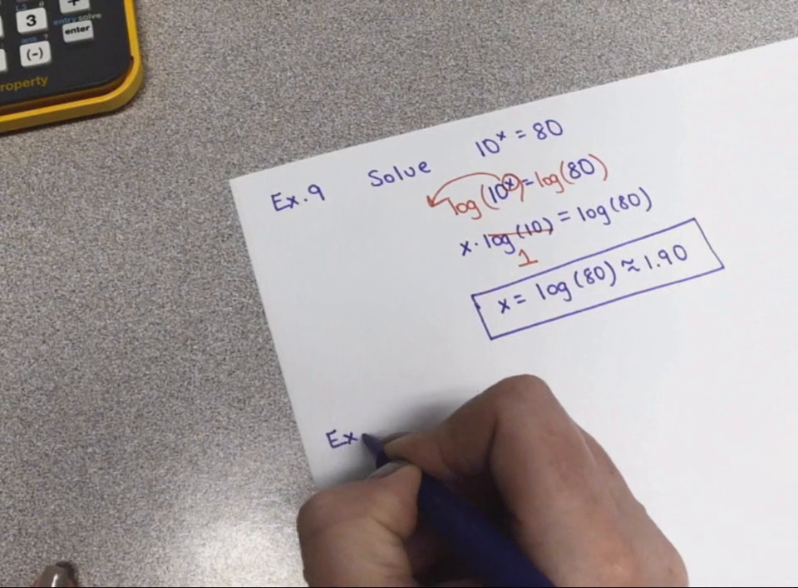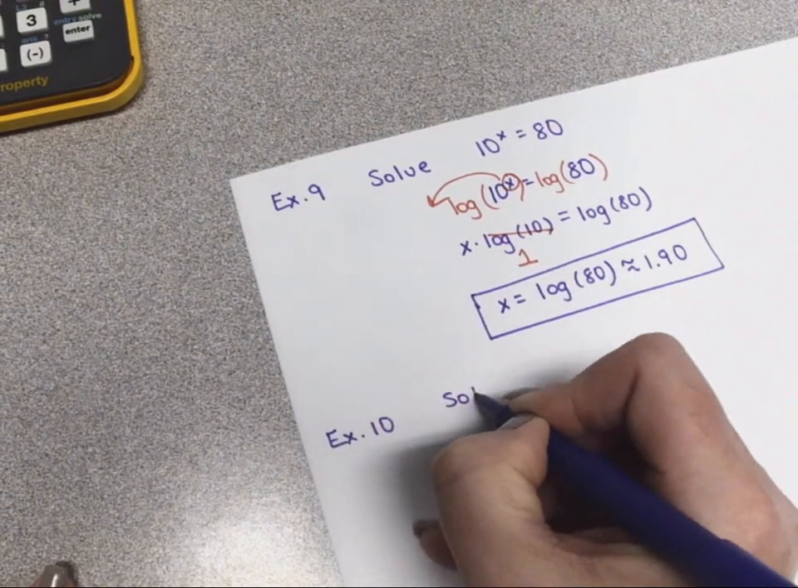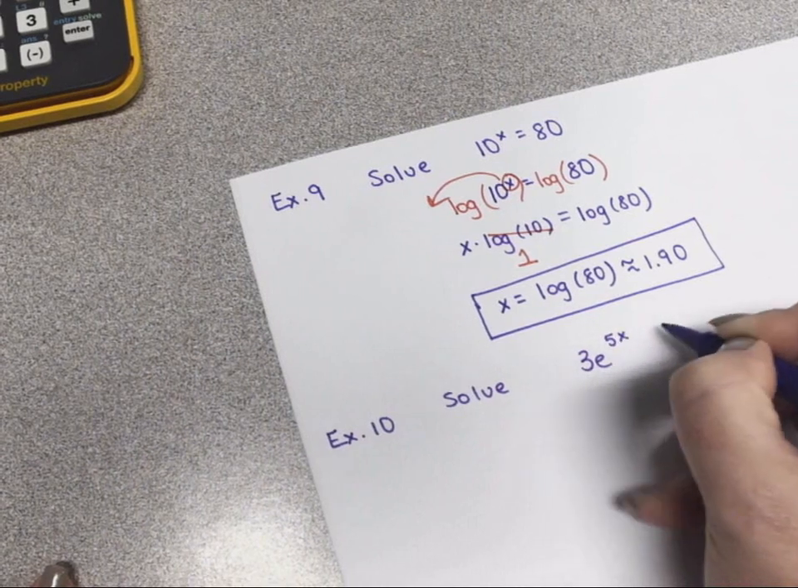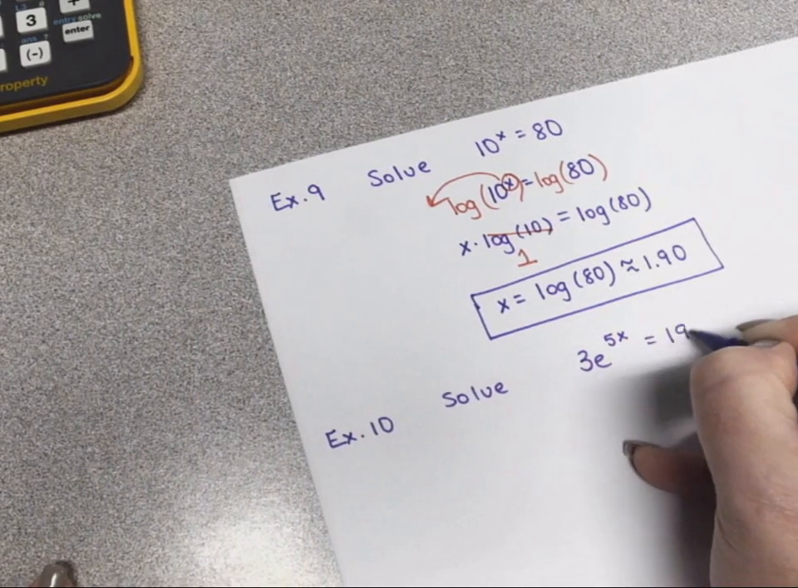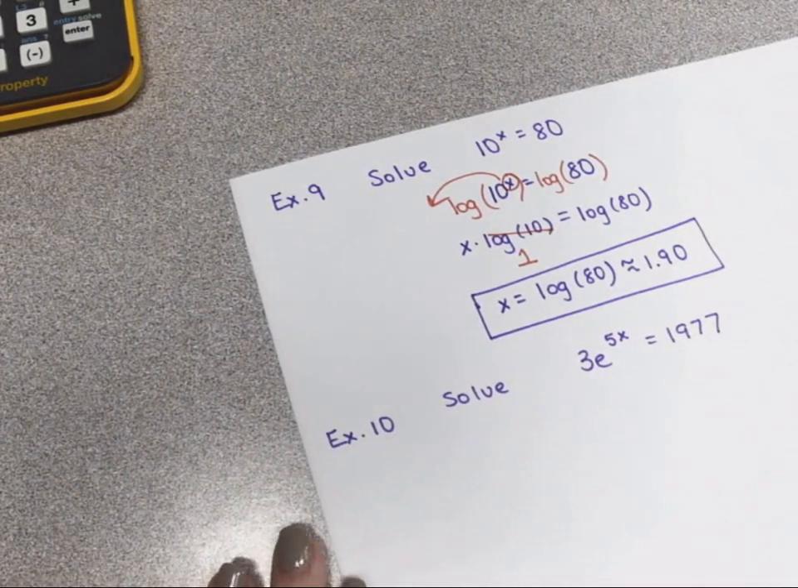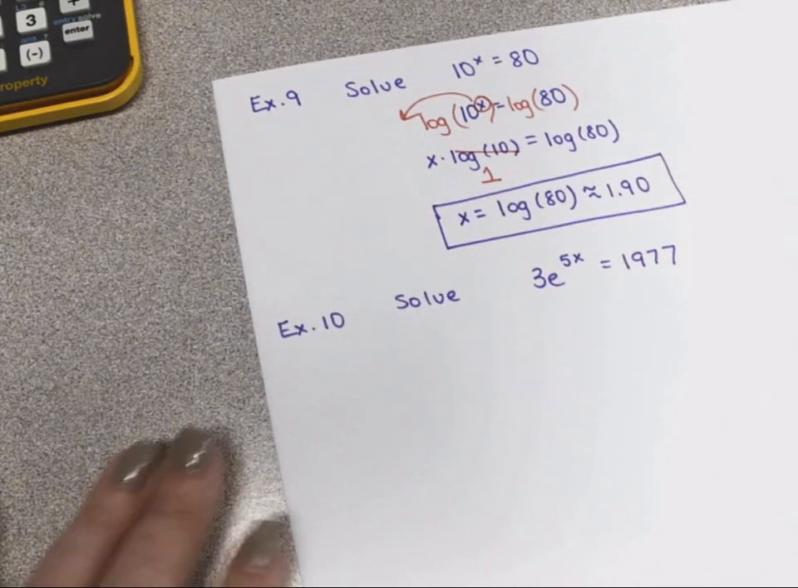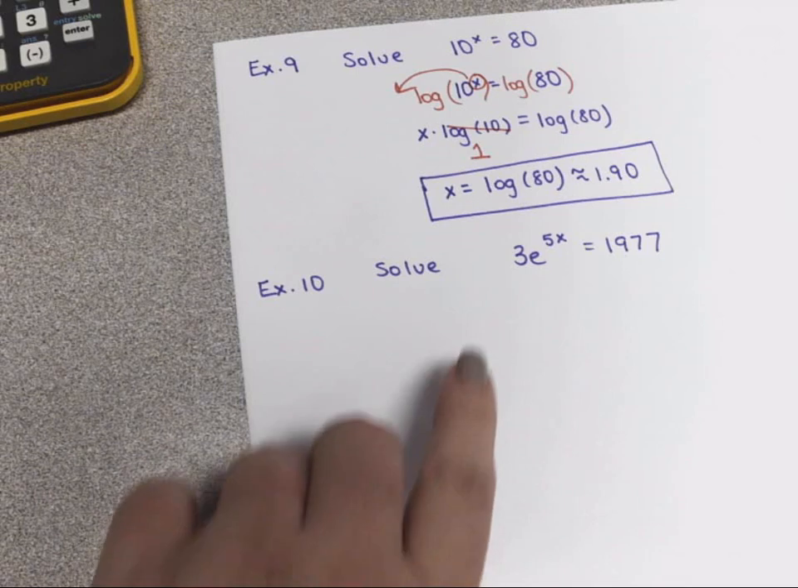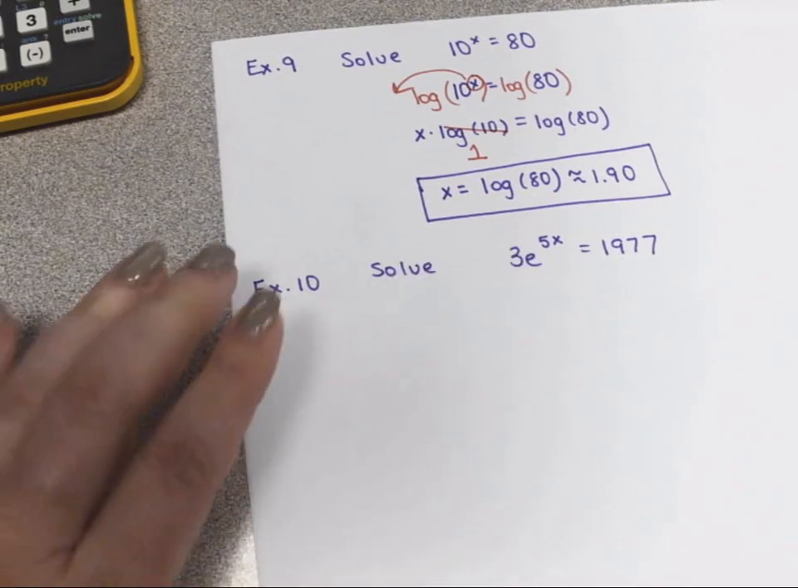All right, so let's do some more of these. So again, I want you to solve for x. So 3 times e to the 5x power equals 1977. Okay, we haven't really had one like this before, and I don't mean the e part. We haven't had one where there was another number kind of getting in the way.